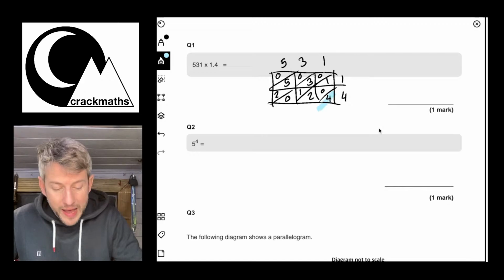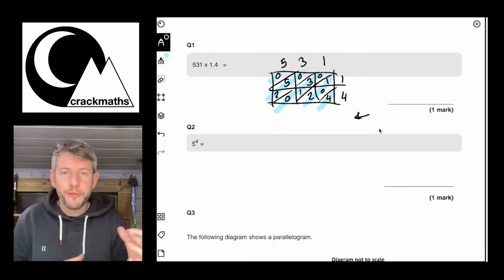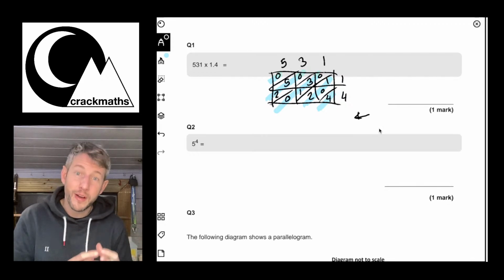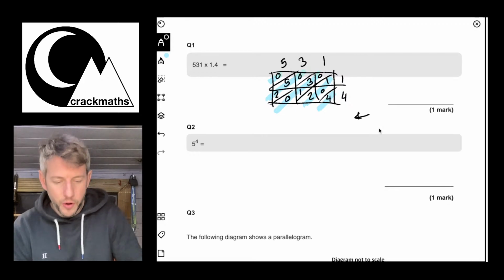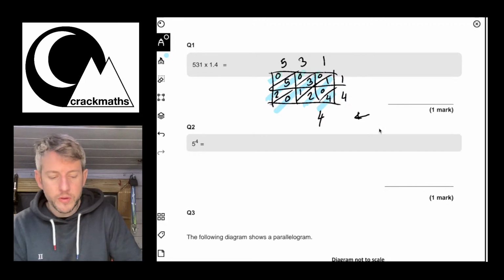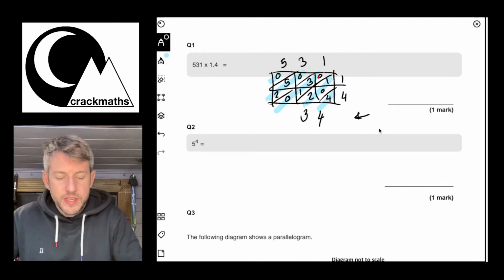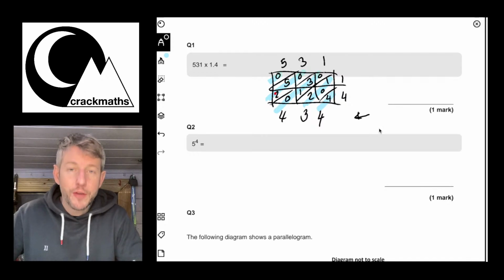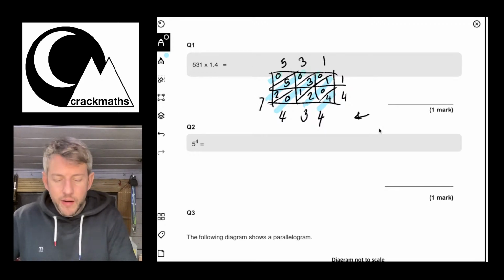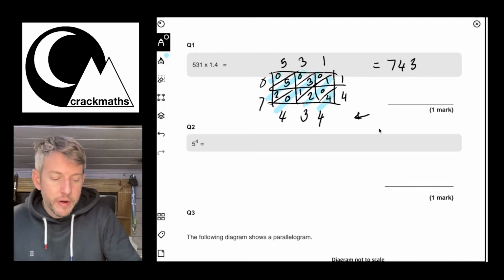Now I've got to add up along the diagonals. Let's go from this side, because we always do that in case we get enough units to qualify as a ten, or enough tens that move over to the hundreds. We've got 4 by itself, so that's 4. 1 add 0 add 2 makes 3. 0 add 3 add 1 add 0 is 4. 0 add 5 add 2 is 7. So this is going to be 7, 4, 3, 4.